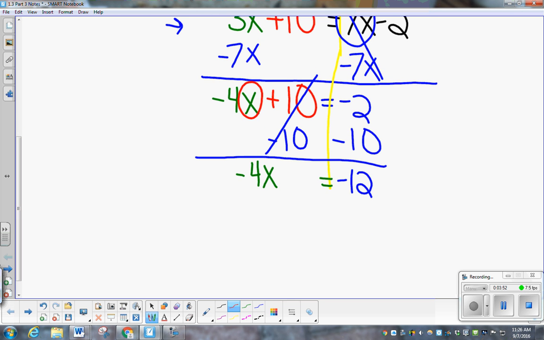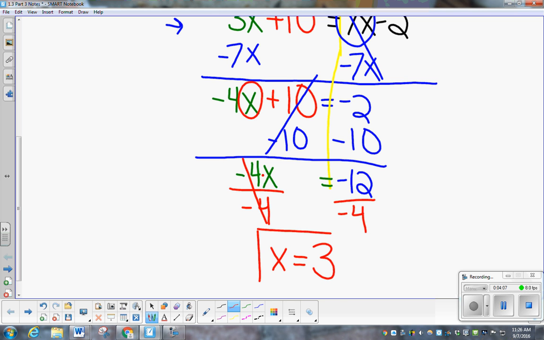Our last thing we need to do is get this x away from the -4. It's being multiplied, so we need to divide by -4 on each side. So we are left with x equals -12 divided by -4, which is +3. I know it's a lot of steps, but at least it's all things that we've already been learning about. It's just being very meticulous and very careful with your work, especially your signs as you work through these.